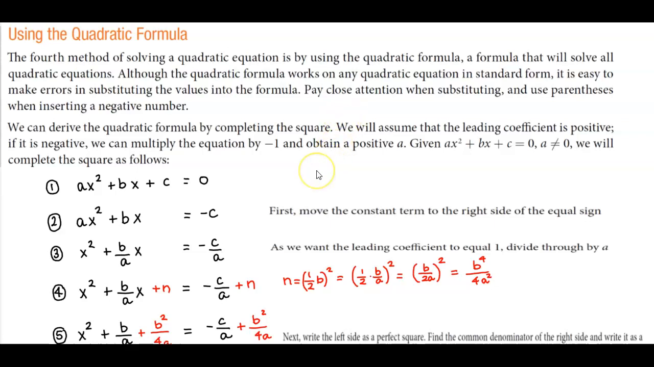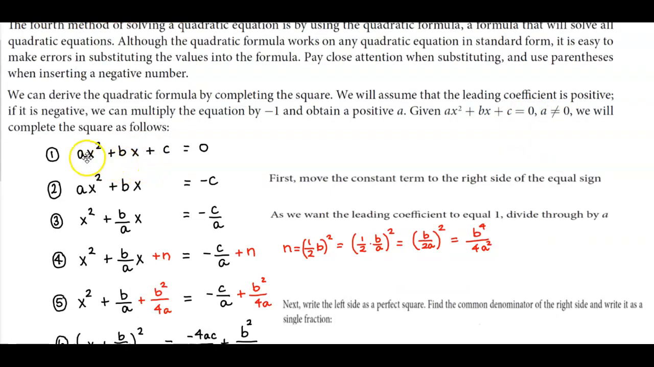We can derive the quadratic formula by completing the square. We will assume that the leading coefficient is positive. If it is negative, we can multiply the equation by -1 and obtain a positive a. Given ax squared plus bx plus c equals 0, a does not equal 0, we will complete the square as follows. So here's our form, ax squared plus bx plus c equals 0.